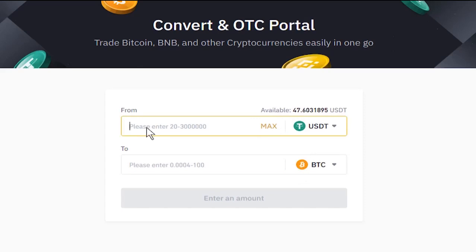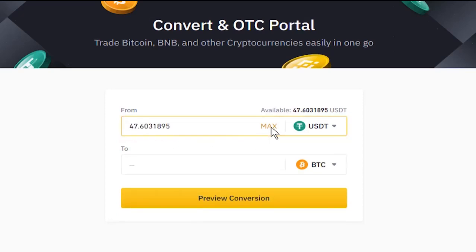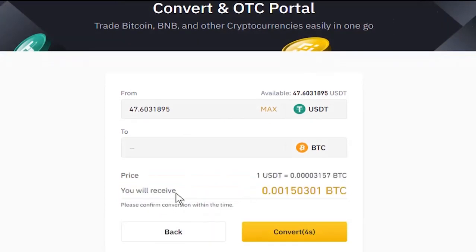For example, if I enter here 5 and if I click on preview conversion, you see that here we get the error that the minimum amount is 20. By entering your desired amount or just by clicking on the max, you actually enter all your available coin. And by clicking on preview conversion, you see how much it would be in Bitcoin, which is 0.001. And if you click on convert, the conversion will be executed and you will buy this much of Bitcoin.